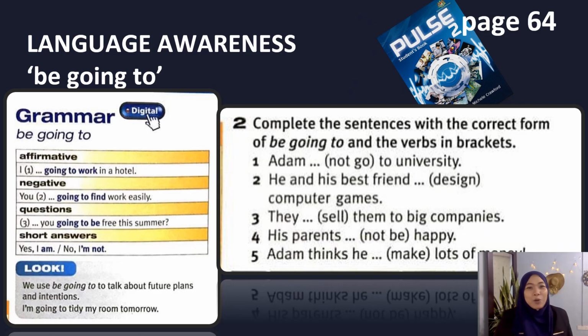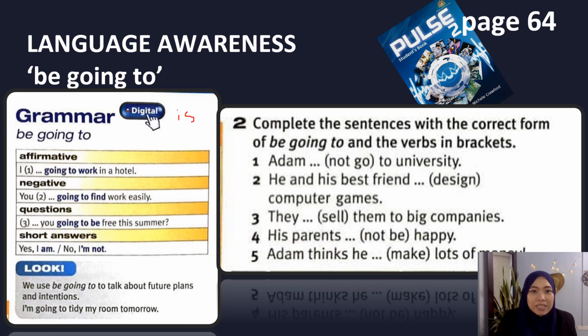Okay. Now, language awareness. Okay, page 64 in your Pulse book. Be going to. Okay, what and where and how do you use be going to, teacher? Okay, be going to. They are going to look at 4 kinds. Okay, affirmative is a statement. All right, I am going to work in a hotel. Okay, the word be here is basically is.